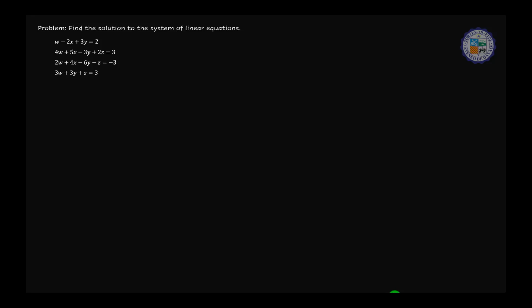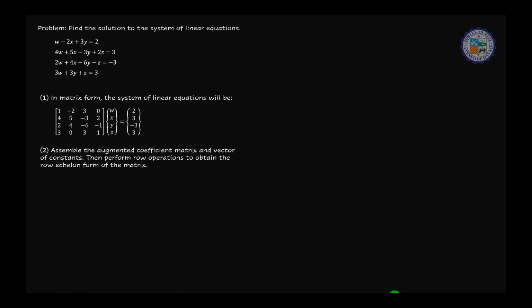Next problem. Let's solve the same system of linear equations, but this time we will be using Gauss elimination. Again, in matrix form, the system of linear equations will be the same. It has a coefficient matrix, a square matrix, followed by a vector of unknowns, and on the right side will be the vector of constants.